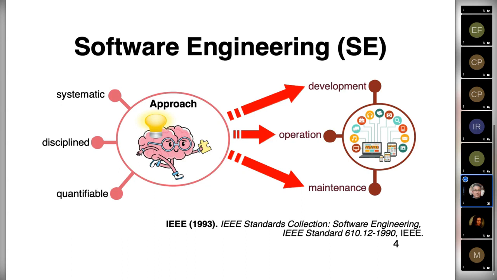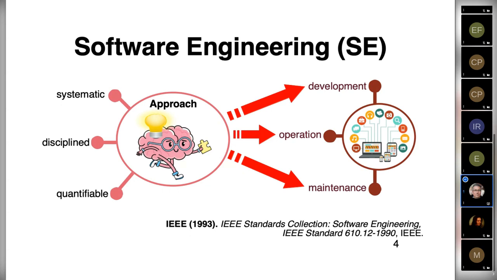And also, you need to have information, statistics from the execution of this process in order to be able to improve the same process, the next iterations or the next steps, when you do the same activities. It is a continuous improvement process where you need to really be systematic, disciplined, and quantifiable to really be able to impact development, operation, and maintenance.